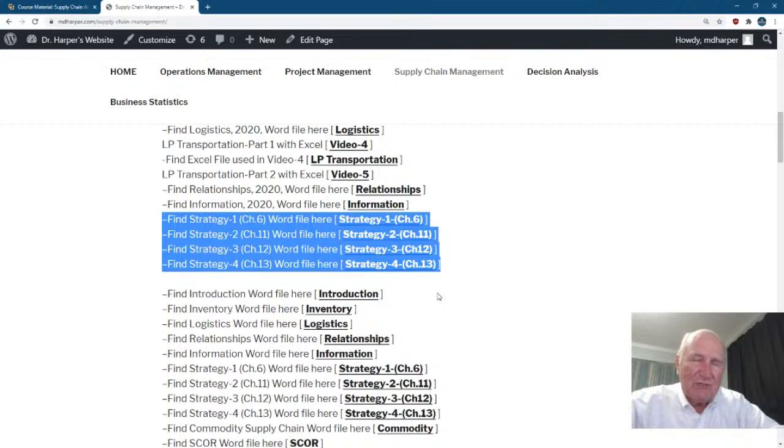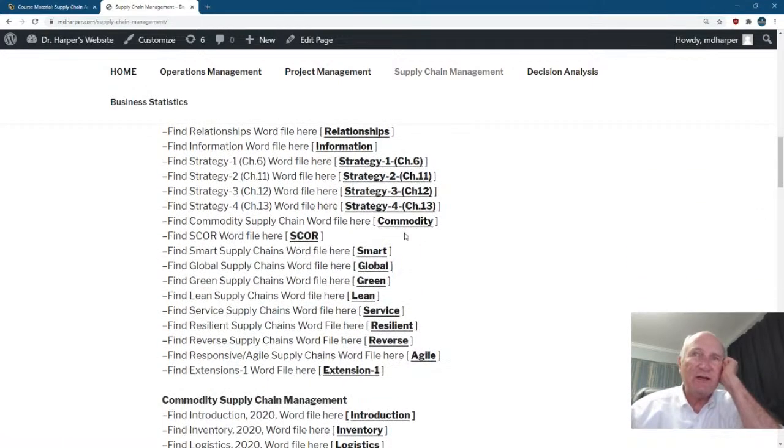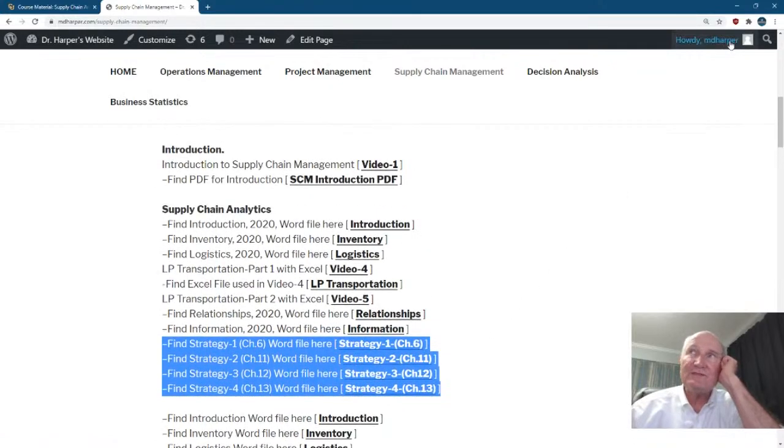Now the last half of this course, I'll be talking about different types of supply chains, where the inventory, the strategy, the relationships, and the information are going to be focusing on different strategies. And different types of supply chains will focus on different strategies, enhancing one strategy over the other. Some supply chains will focus on one strategy, another will focus on another strategic approach. And we'll see that in the last part with smart supply chain, global, green, lean, service, resilient, reverse, agile, etc. Okay. Well, that's all I have for tonight.